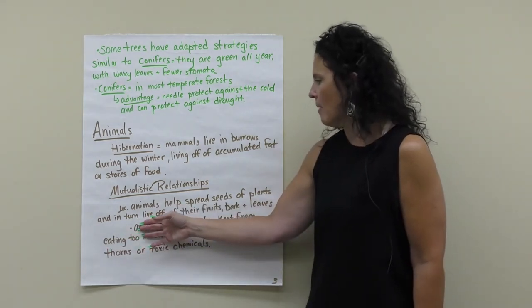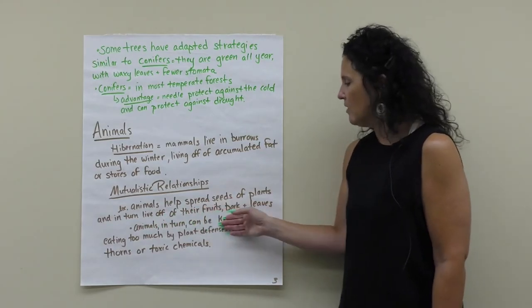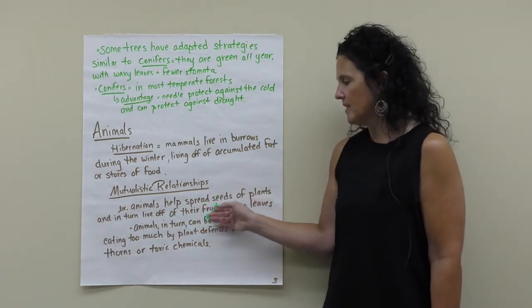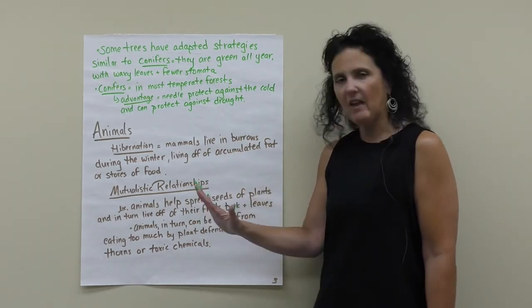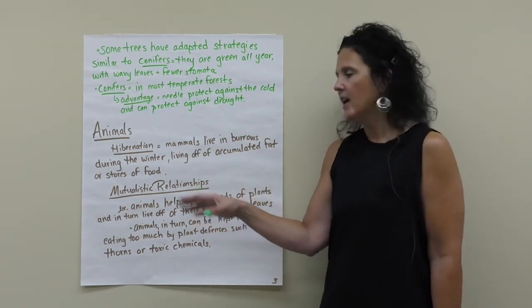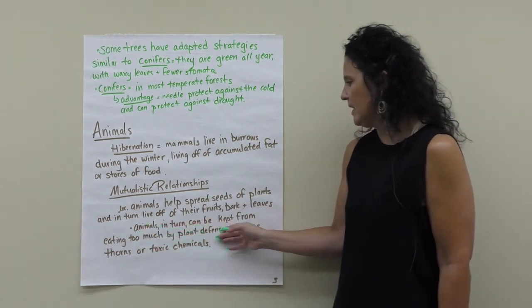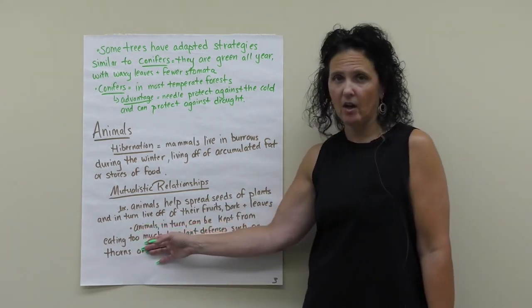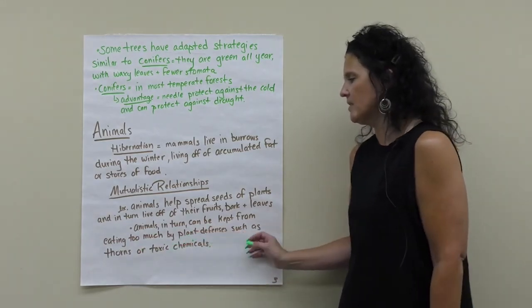And in turn, they live off of the fruits, the bark, and the leaves. So those animals may eat those fruits, right? And you get seeds in the fruit, they can't digest them. So when they eliminate that from their body, the seeds are in that, and then they spread that around as well. Animals, in turn, can be kept from eating too much of those plants and getting sick, which would kill the animal, right? And they have defenses such as thorns.